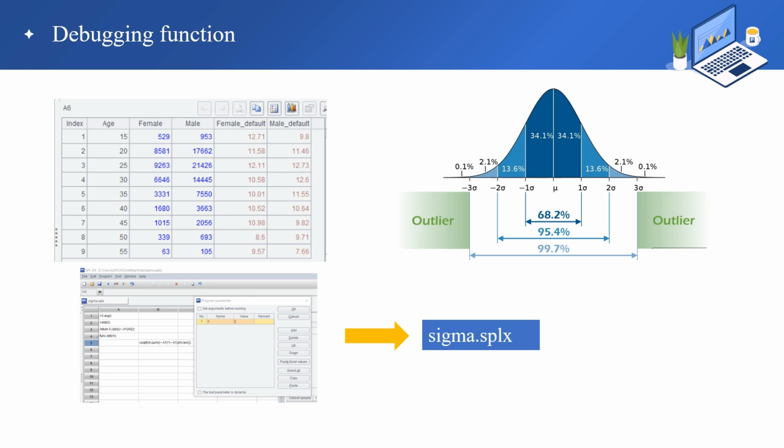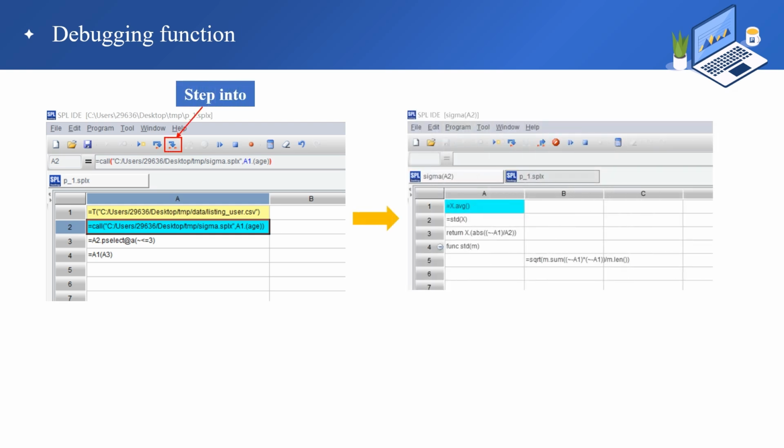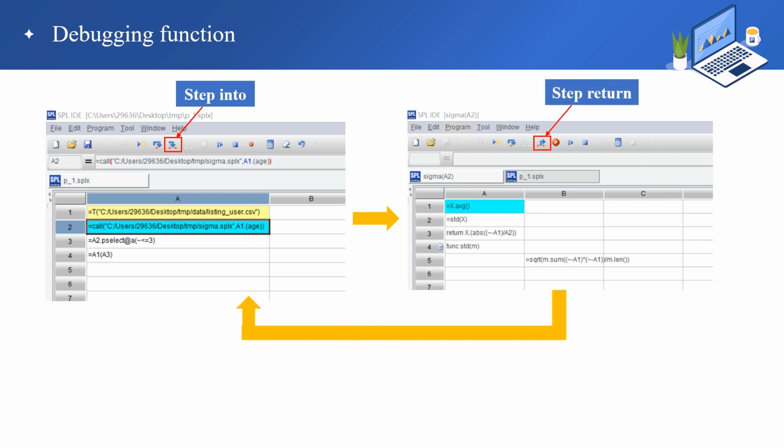Outlier analysis is a general method, and we can save it as a script and use it directly as needed. We still take the listing_user table as example to illustrate outlier elimination using the 3 sigma rule. The process is straightforward. Call the written script using the call function, and then select data within 3 standard deviations. For such code containing subroutines, we can use the step into function to enter the subroutine for debugging. The step return function allows us to return to the main program to resume execution.